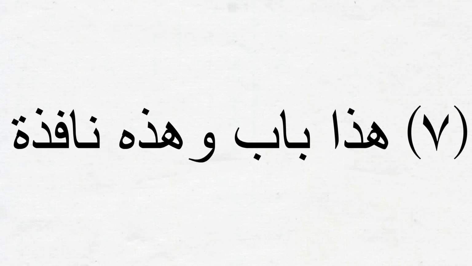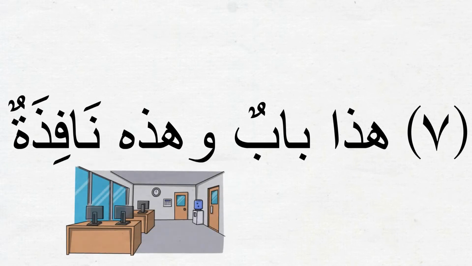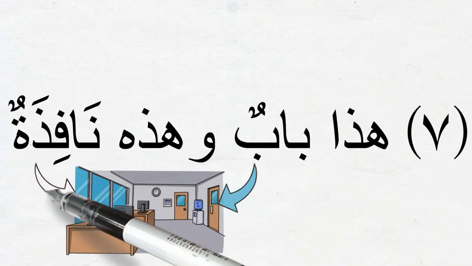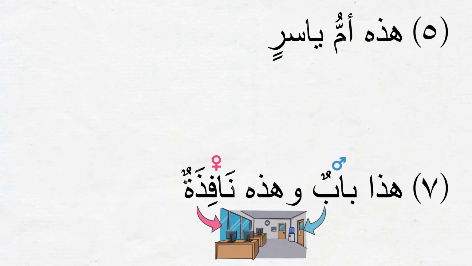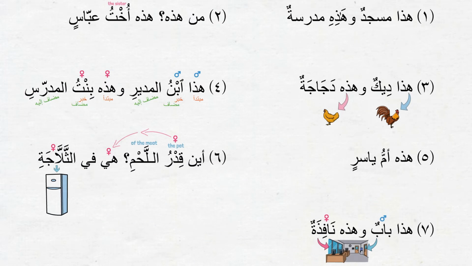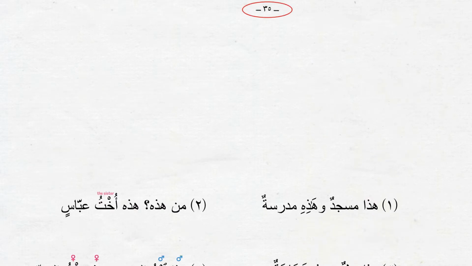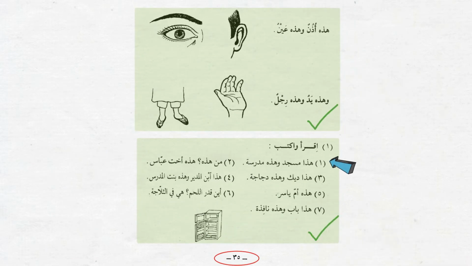And the last sentence. هذا باب وهذه نافذة. This is a door and this is a window. So باب, a door, is the مذكر اسم. And نافذة means a window and it is a مؤنث اسم. We are finished with this exercise. Let's flip over to the next page now for exercise number 2.